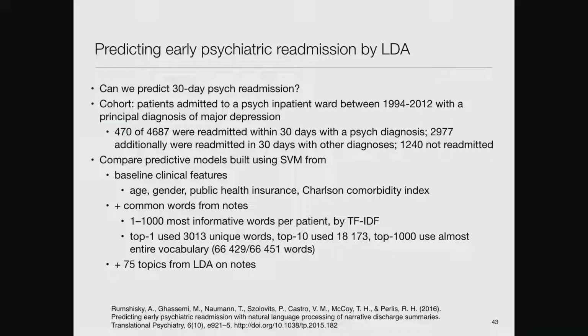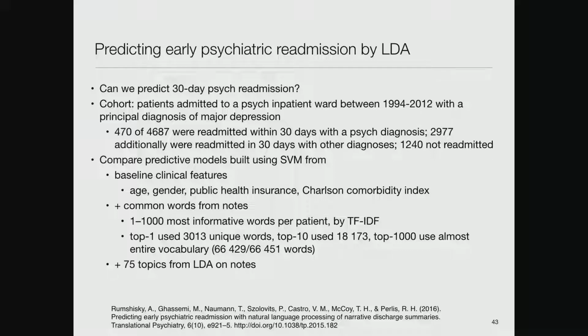So we said, well, let's try building a baseline model using a support vector machine from baseline clinical features like age, gender. Public health insurance is a proxy for socioeconomic status. So if you're on Medicaid, you're probably poor. And if you have private insurance, then you're probably an MIT employee and are better off. So that's a frequently used proxy. And a comorbidity index that tells you how sick you are from things other than your psychiatric problems.